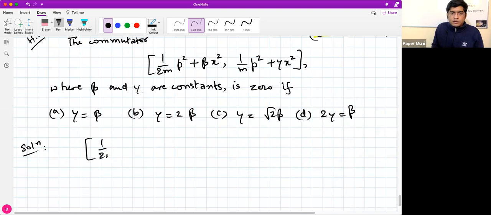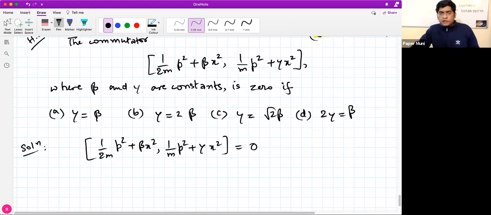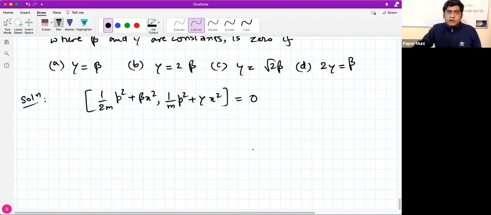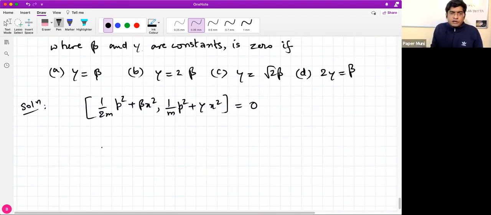So this is (1/2m)(p² + βx²) and (1/m)(p² + γx²), equal to 0, right? This is what is given to you. Now you have to find out the relation between beta and gamma. So just take these things common. Now this thing can be taken out, or you can just write it like this. Just apply the linearity property.